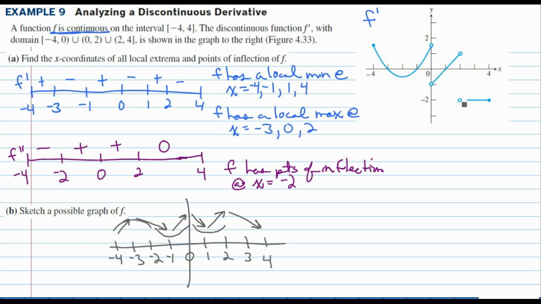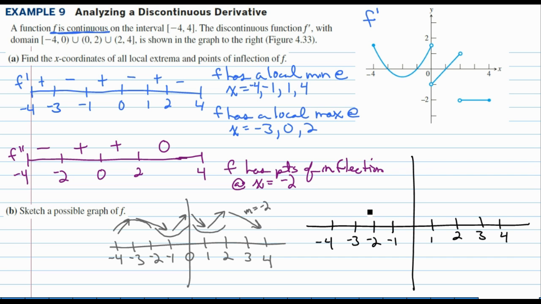F prime has a constant value of -2. So there isn't going to be any concavity, but the actual slope is going to be -2. So I'm going to put a little m equals -2, so I remember on my final graph that the slope of that little segment there is going to be -2. All right, so now let's sketch the final. All right, lots to think about here.